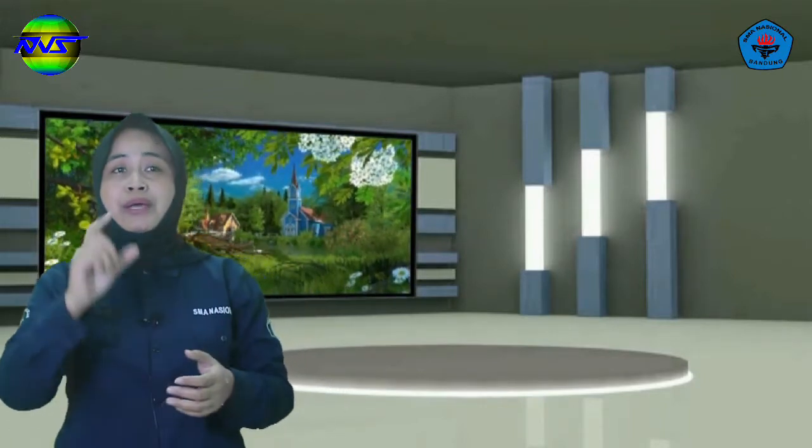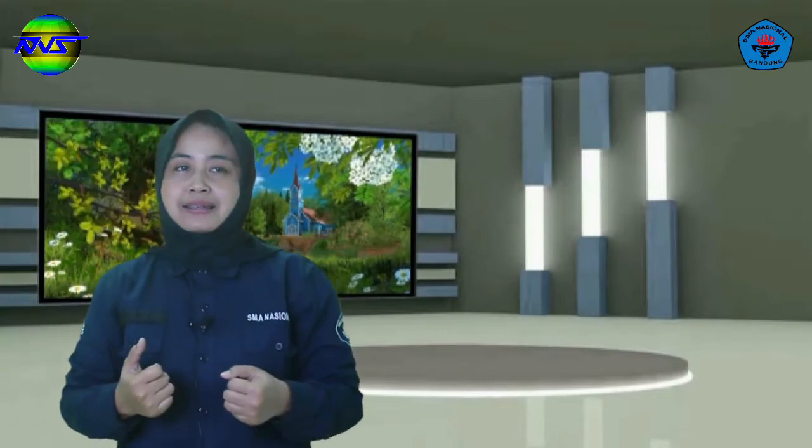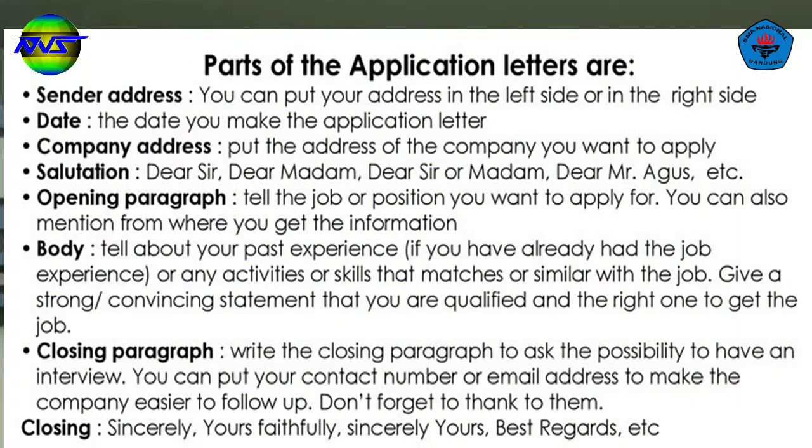All right, now we will start with the sender address. Okay, the sender address, you can put your address on the left side or on the right side. And then followed by the date. Write the date you make the application letter. And then after that, the company address. Put the address of the company you want to apply to. After that, don't forget, put the salutation. For example, dear sir, dear madam, dear sir or madam, or maybe dear Mr. Agus. Dear can be followed by the name of someone.